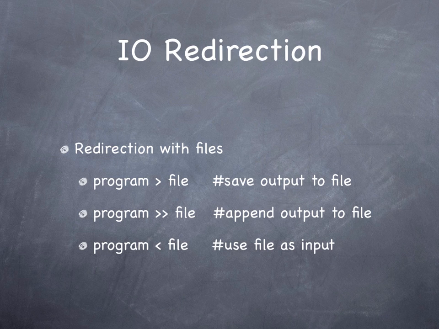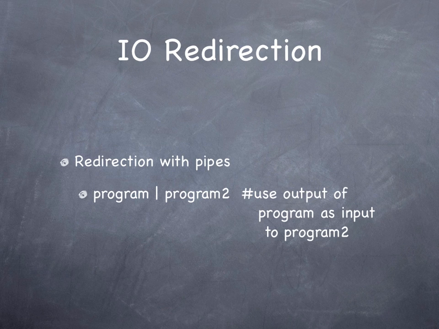You can redirect outputs and inputs with files. A single greater than sign followed by a file name will save the output of a program to a file. Two greater than signs will append to a file. If you only have one, it will overwrite any existing data in the file. And a less than sign will use the contents of the file as the input instead of the keyboard. You can also redirect the output of one program into the input of another program using a pipe.